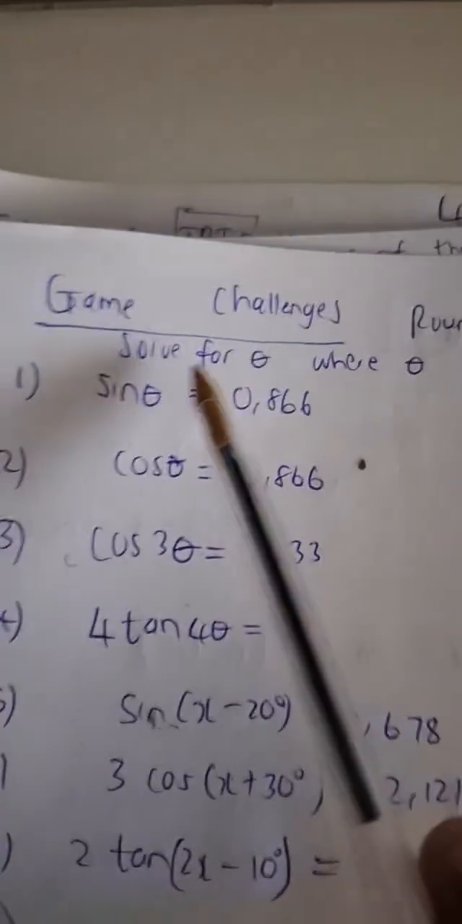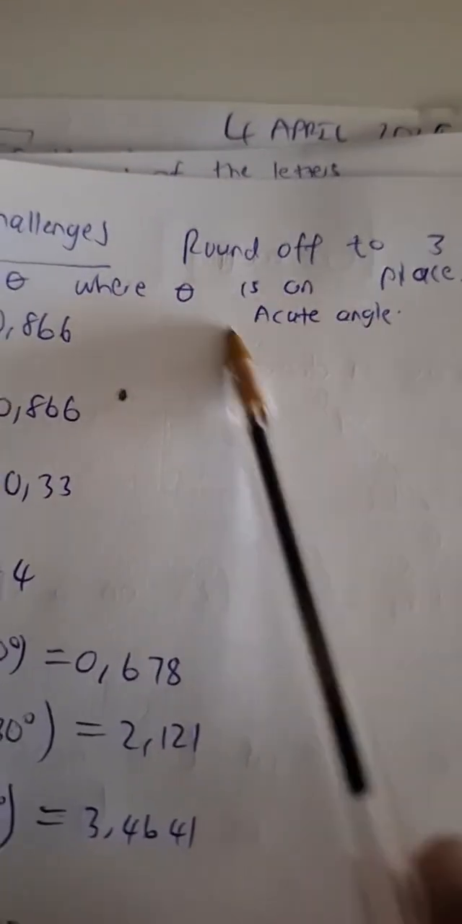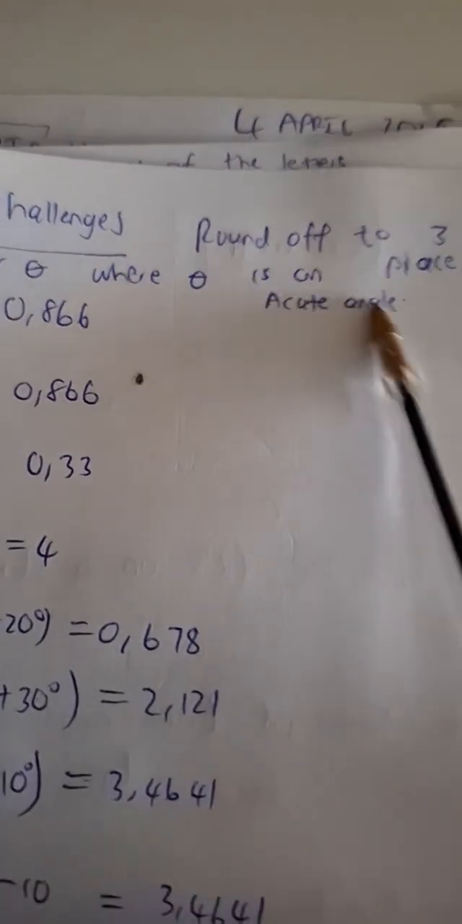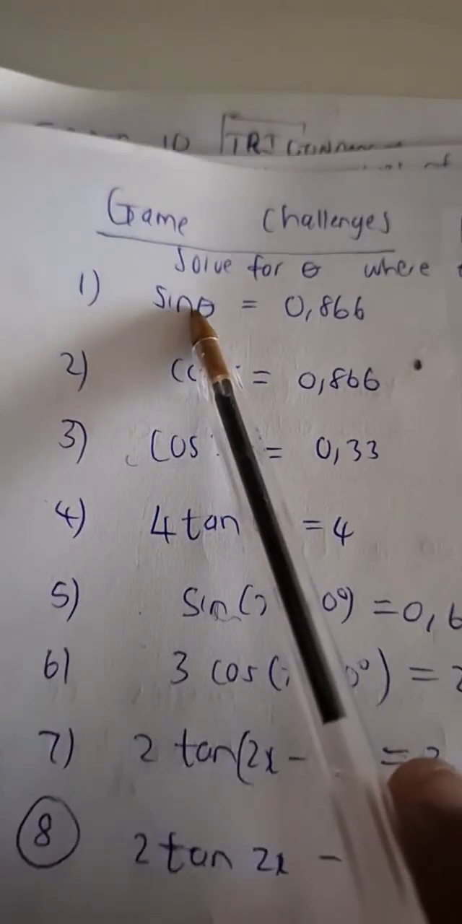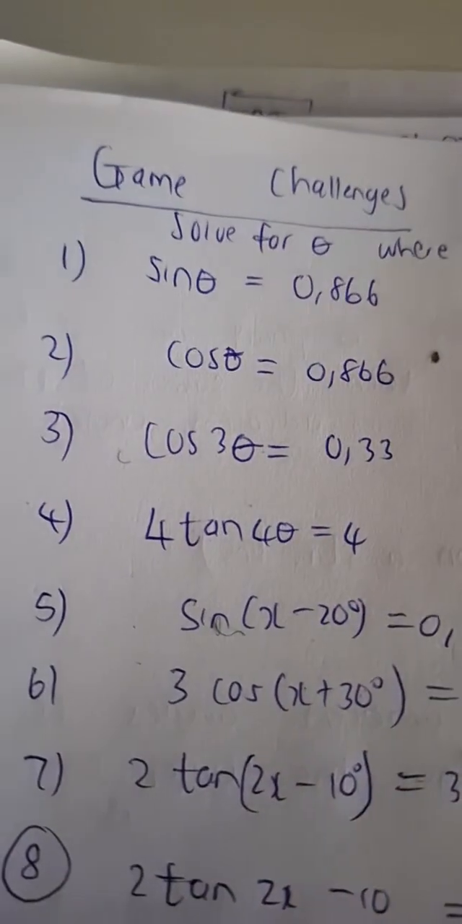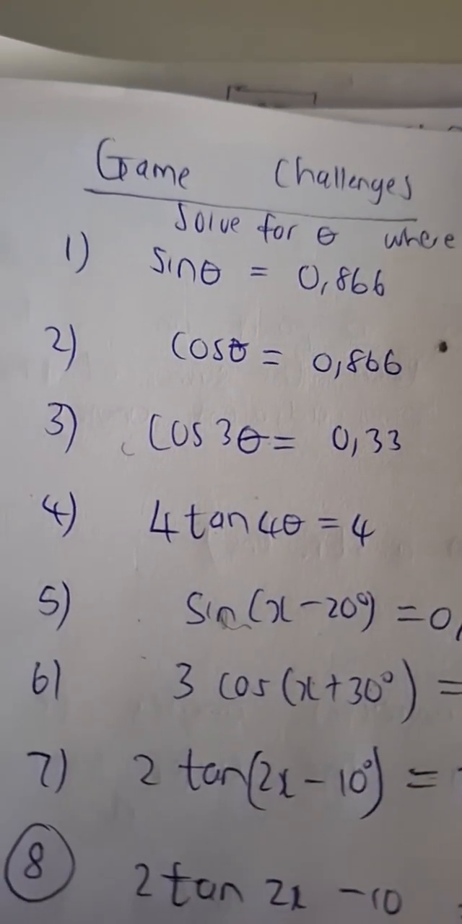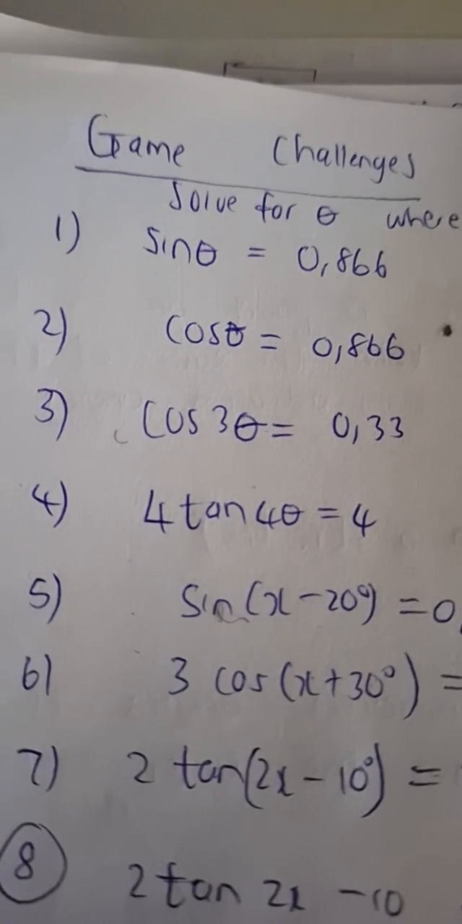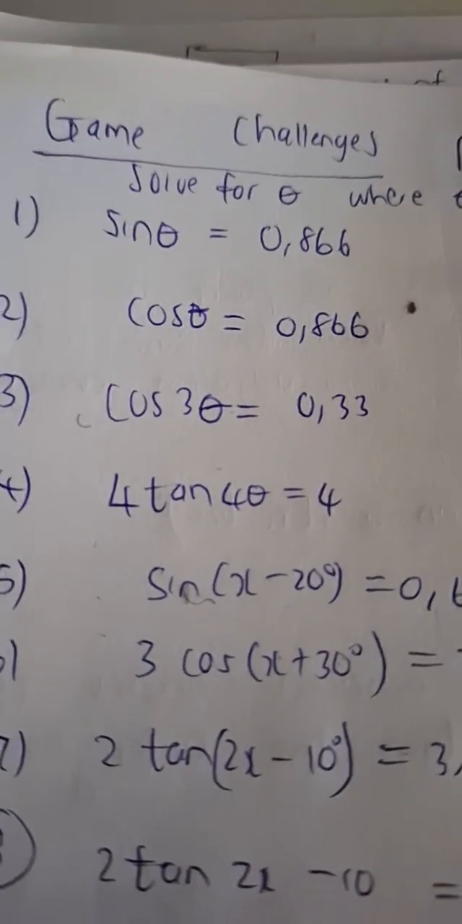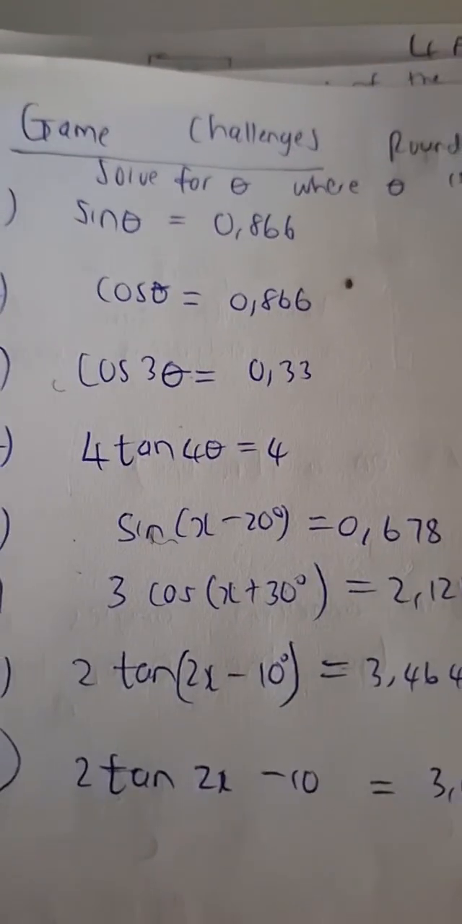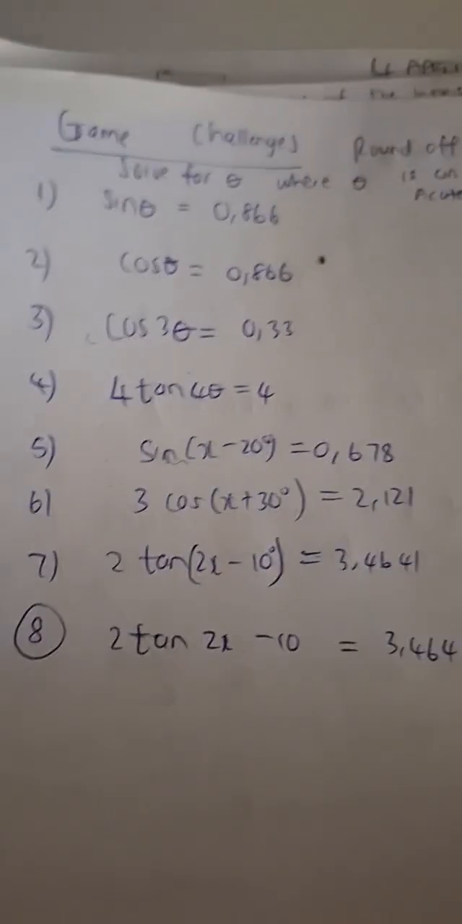Okay, and the question said round off to 3 decimal places, for theta, where theta is an acute angle. So the first question was sine theta is equal to 0.866.